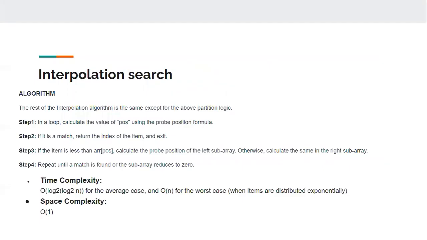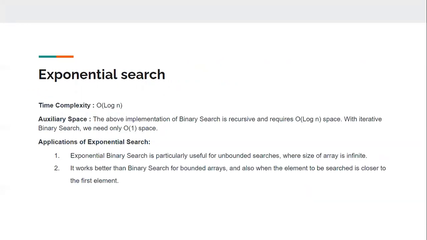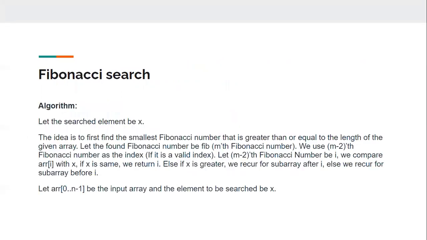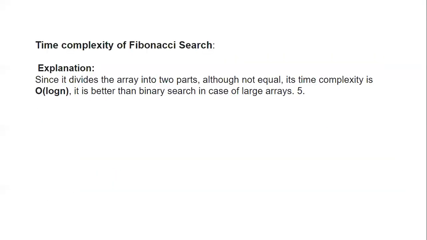Next, interpolation search time complexity is big O of log 2 of log n, and the space complexity is big O of 1. Exponential search time complexity is big O of log n, and the space complexity is big O of 1. Fibonacci search, the time complexity is big O of log n.